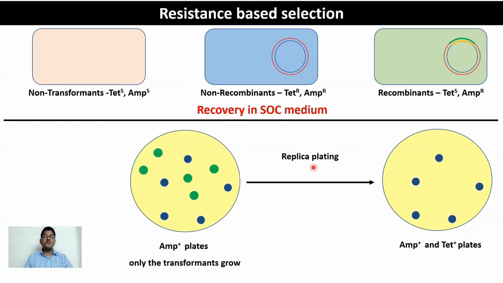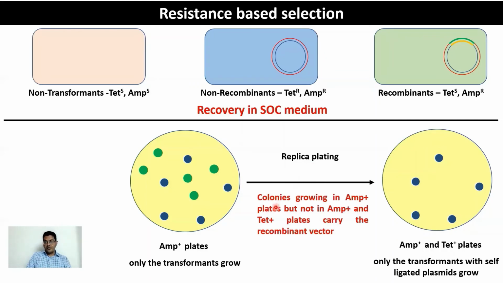So this is a two-step selection that you do to finally arrive at the cells that are your recombinant cells. The colonies that grow in the ampicillin positive plate, but not in the ampicillin and tetracycline positive plates, carry the actual recombinant vector. So now that we have gone through the selection process in pBR322, one major question that I want to ask you is, what are the major limitations of pBR322 and why did we need to move on to other vectors like pUC8 and pUC18?